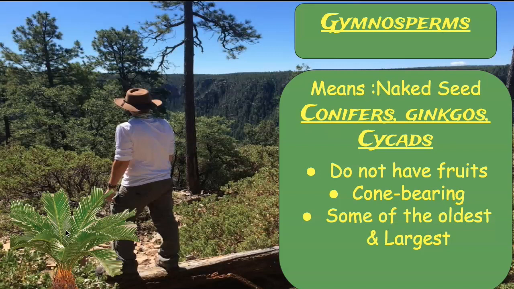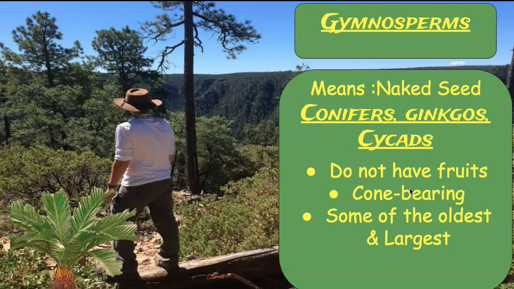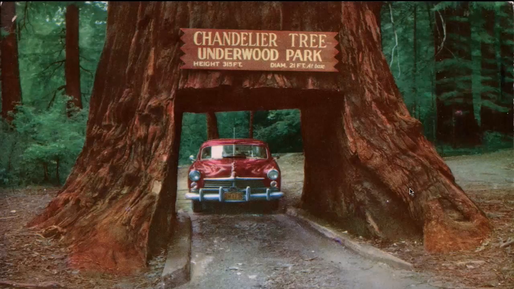So again, our main characteristics, they're not going to have fruits. They're generally going to be cone bearing. That's why they're called naked seeds, because they don't have a fruit. It's just going to be a seed inside of a cone. And they're some of the oldest and the largest plants on the planet. What do I mean by that? Your giant redwoods and sequoias out west. These trees are a type of conifer, and these are the ones that can be over 200 feet tall. They can be just massive, and they can be so large.